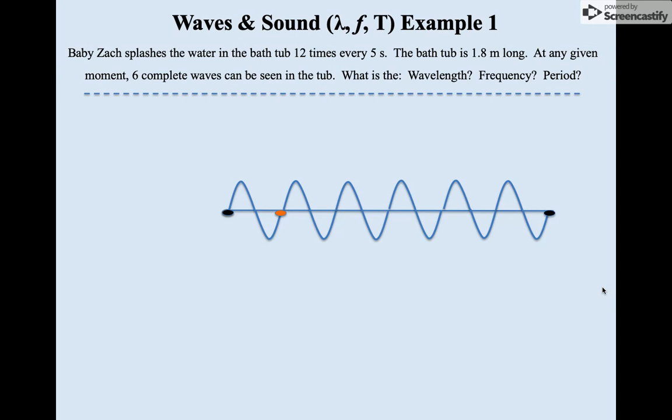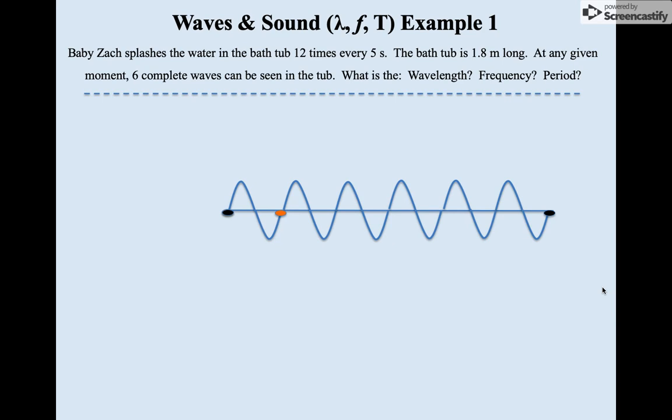So, you see a problem where baby Zach is splashing the water in a bathtub 12 times every 5 seconds. It gives you the distance of the bathtub, and it tells you how many waves you see at any given time in the tub. Ultimately, what we're trying to figure out is the wavelength, frequency, and period.